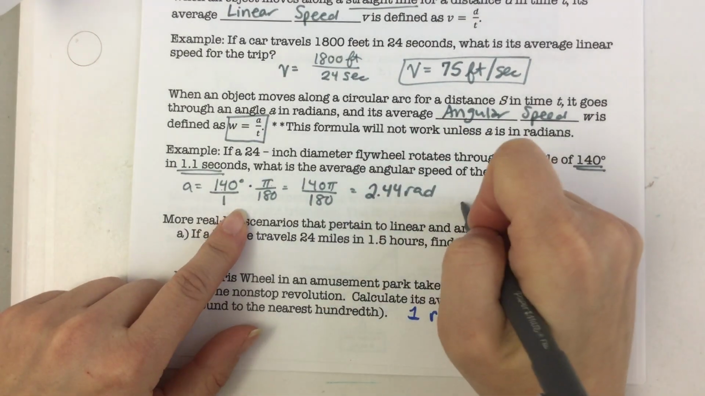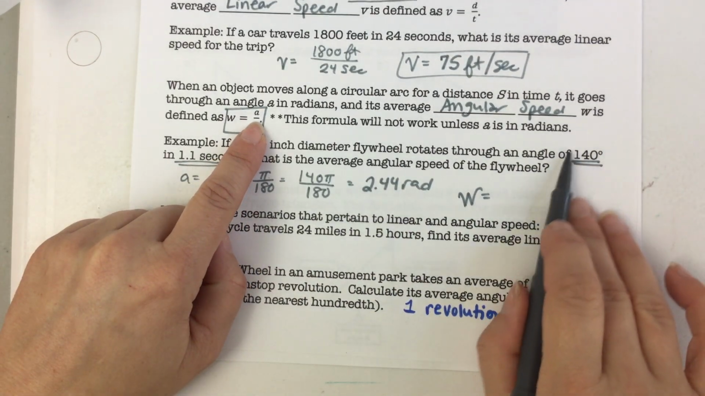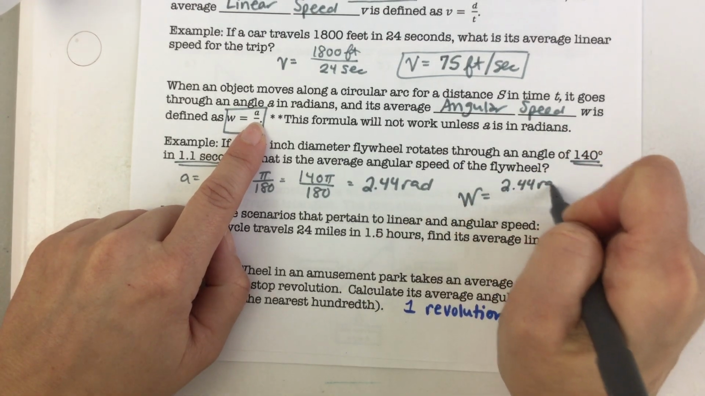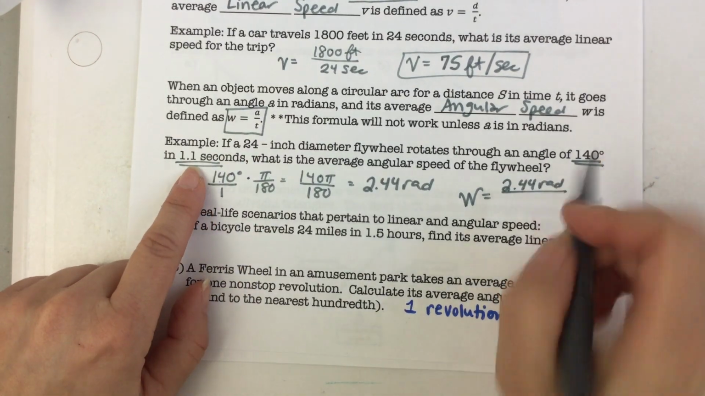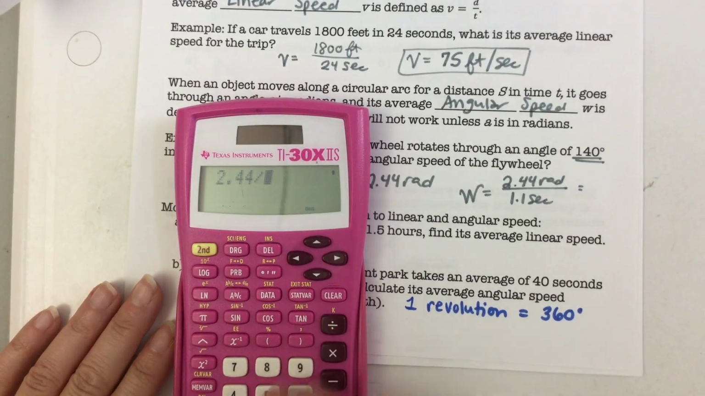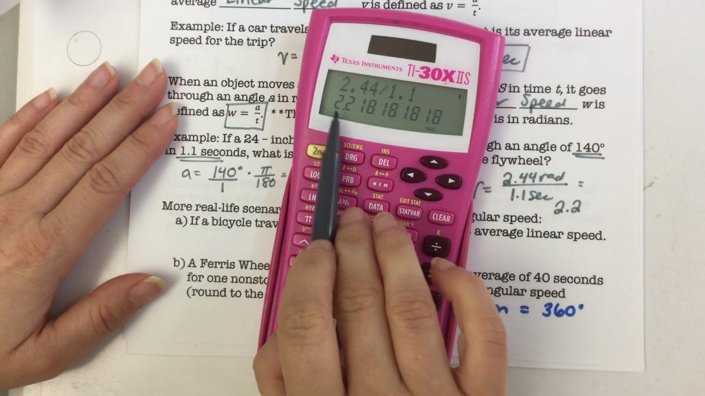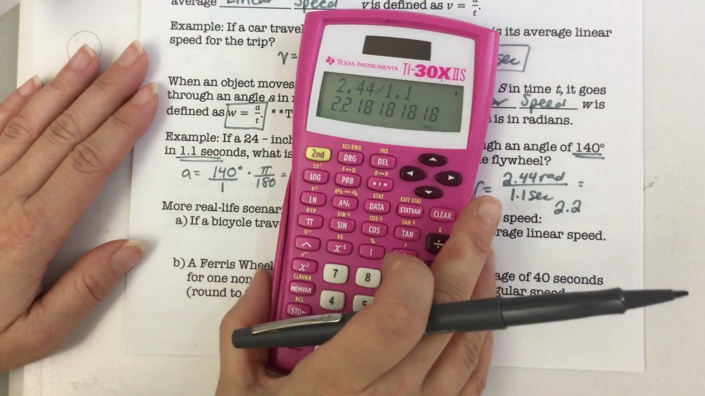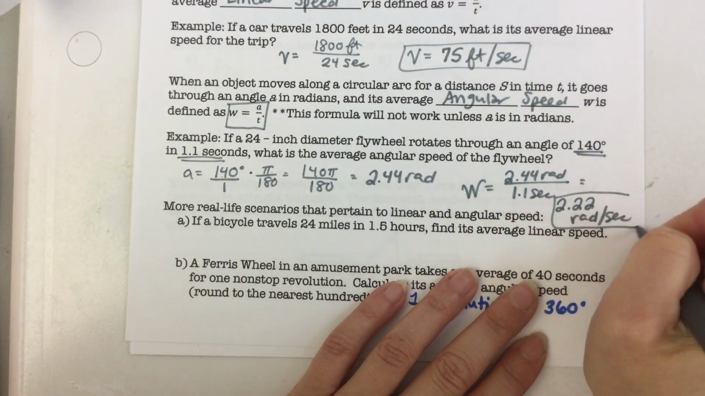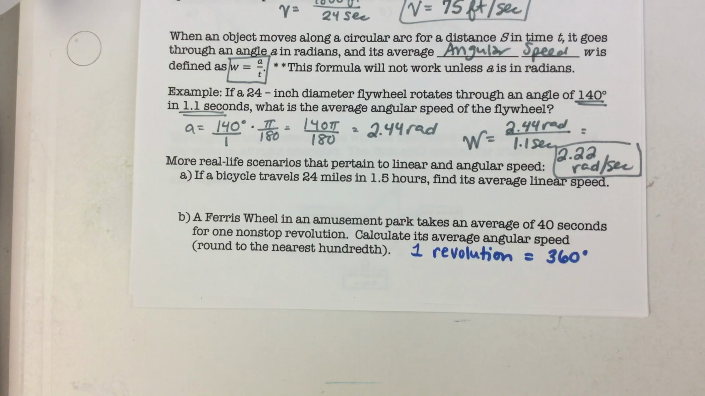Now I can do this. Our angular speed, which is W, is whatever your angle is, make sure it's in radians. So for us, it was 2.44 radians over time. Time was 1.1 seconds. So if I go 2.44 divided by 1.1, your angular speed is 2.2. If I round it to the 100th, this 8 is enough to bring that 1 to a 2. So it'd be 2.22 radians per second. So every second, you are traveling 2.22 radians, okay?